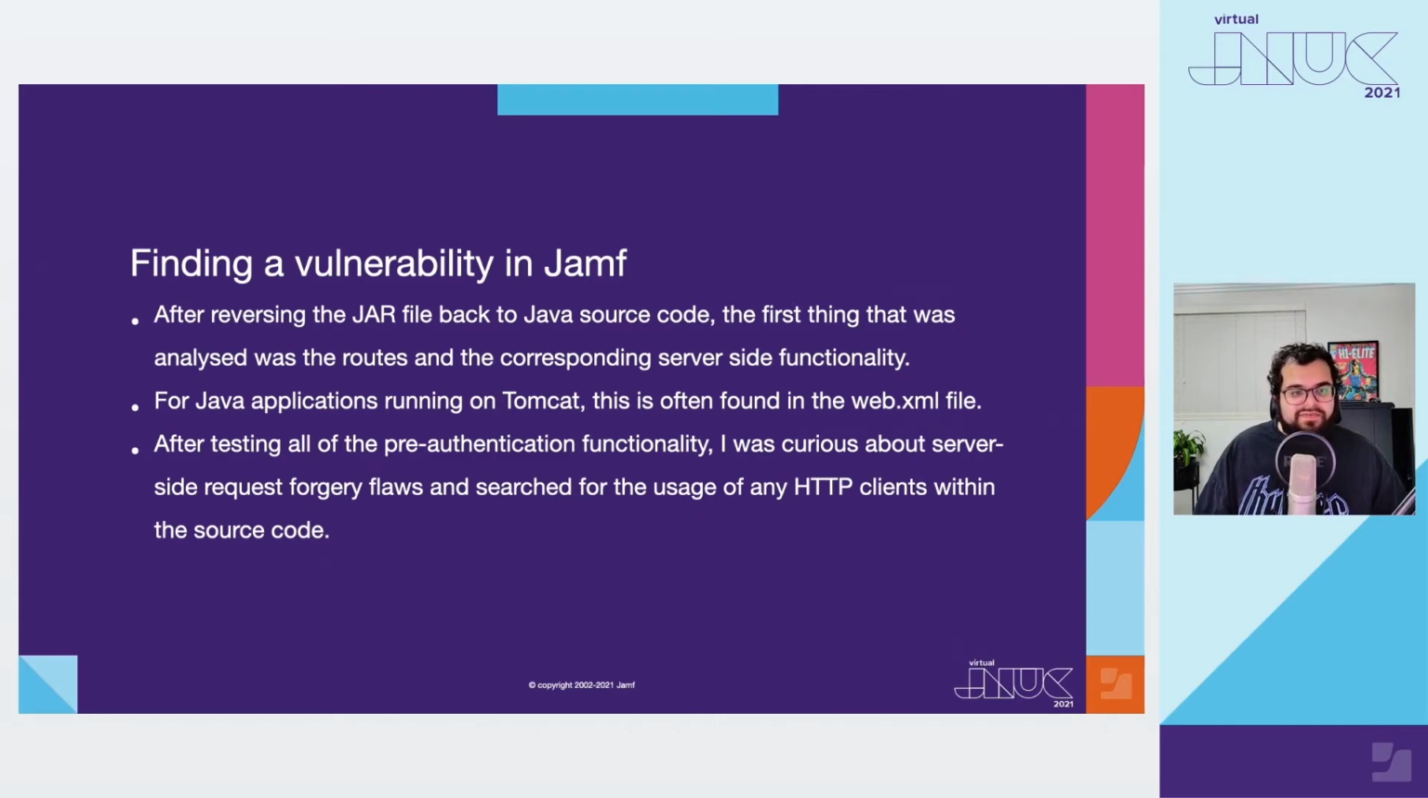For Java applications running on Tomcat, this is often found in the web.xml file. I tested all of the pre-authentication functionality inside JAMF because I was curious about server-side request forgery flaws. I wasn't able to find any pre-authentication bugs, but what this led to was discovering all the places inside JAMF source code that used HTTP clients to connect to servers via outbound calls.